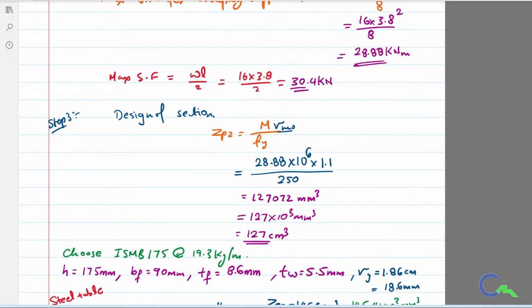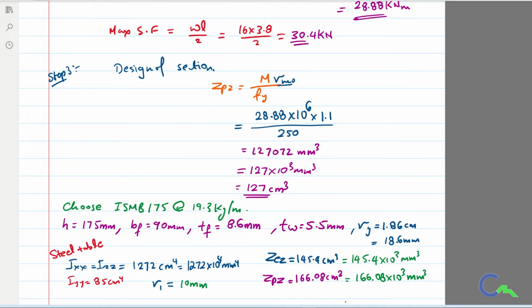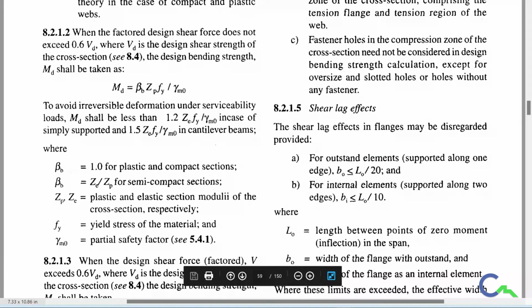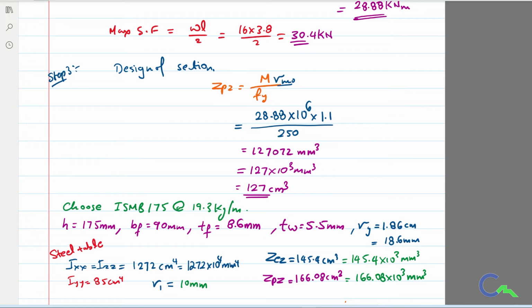The third step is to design the section. As I said, we have to refer to page number 53. If you go to page number 53, we can get this particular formula. I will assume it as a plastic section, so I will take beta b equal to 1. I have to find out the ZP value. I know the value of moment, I know the value of Fy, and I know the value of gamma m0. By using that, I am going to calculate ZPZ, the plastic modulus of the section.